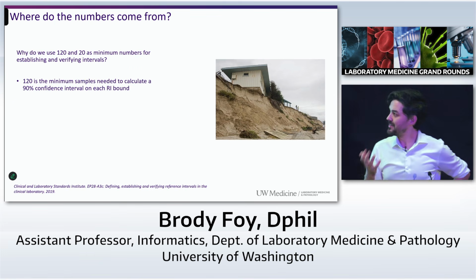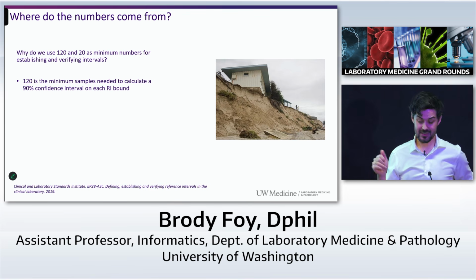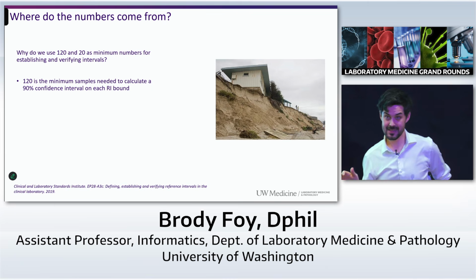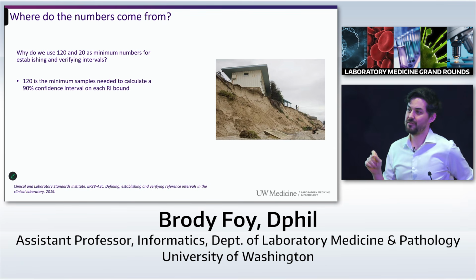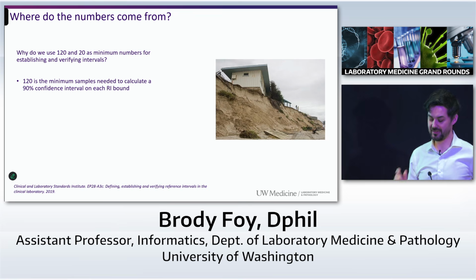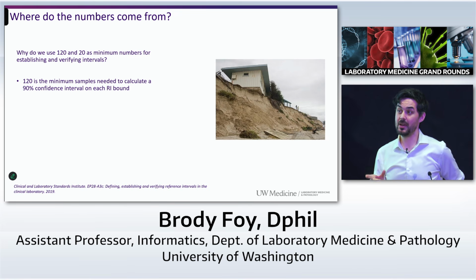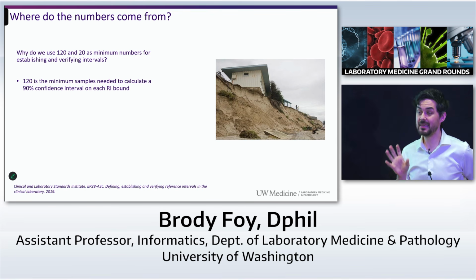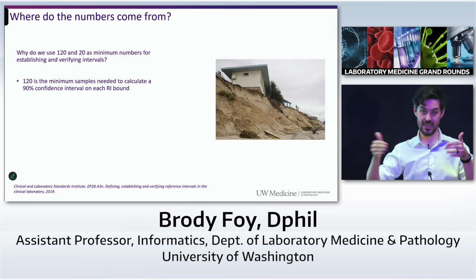Where do these numbers actually come from? Where do the 120 and 20 arise from? It turns out you have to dig a lot to find it. The 120 that CAP and CLSI use is from one paper from 1971, and all that paper showed was that 120 is the smallest number of samples for which you can stably calculate a 90% confidence interval on each bound.